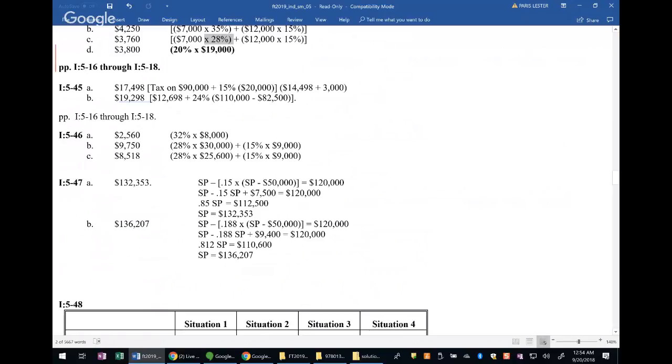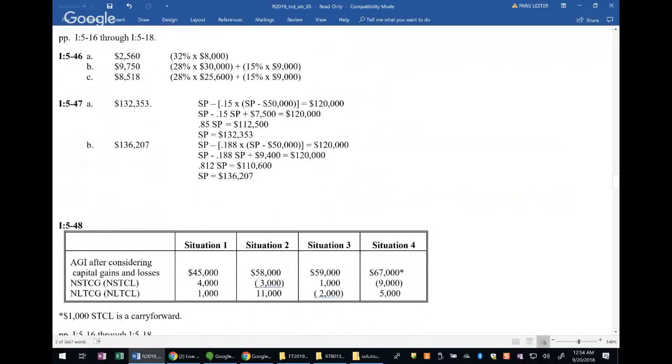Jonathan, how about situation 2? 58,000. How about 3, Jonathan? 55,000. All right, let's see who was right. Clayton, you got 45, adjusted gross income after considering capital gains and losses. Now, in the book, it was 40,000. Net short-term capital loss and net long-term capital gain. How did you get 45, Clayton?